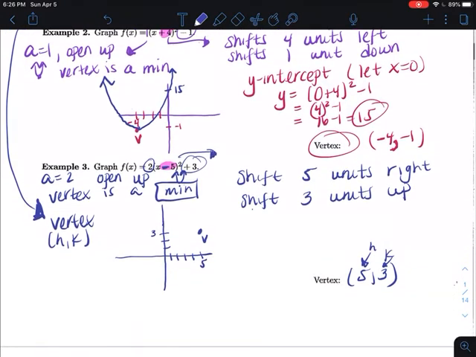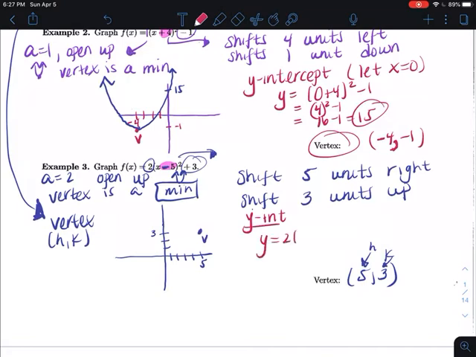To graph this, and remember you're going to have to do this in MyMathLab, you're going to have to graph the vertex, and it's going to say graph an intercept. The easiest intercept to find would be the y-intercept. So we're going to use the y-intercept. Again, to find the y-intercept, you let x equal 0.